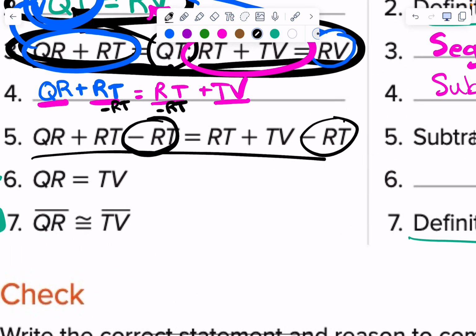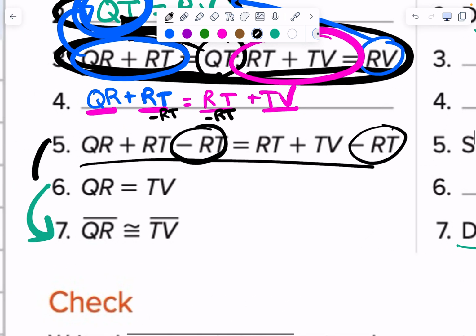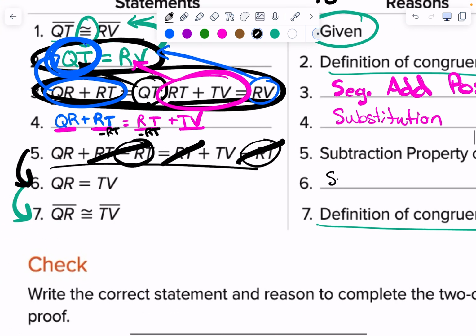Okay, how do they go from this big long step to 6? Well, the RT. They're just basically canceling the RTs out, but what's that called? What do they call it? They call that substitution. And now we have this, and to go from there to there, we do the definition of congruent, right? Okay? So I get from one to the other, right? That was a little bit harder of a proof, right?